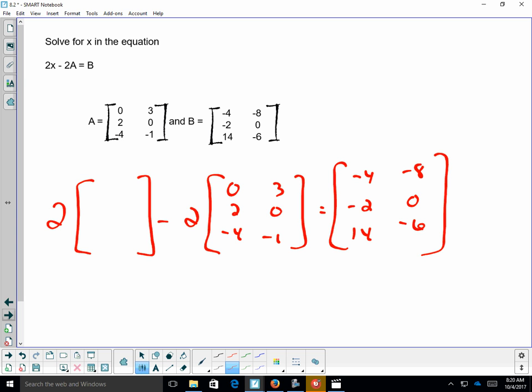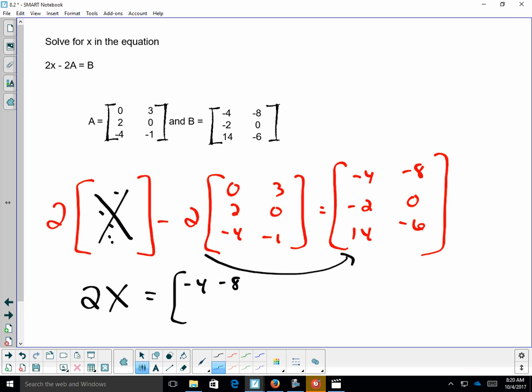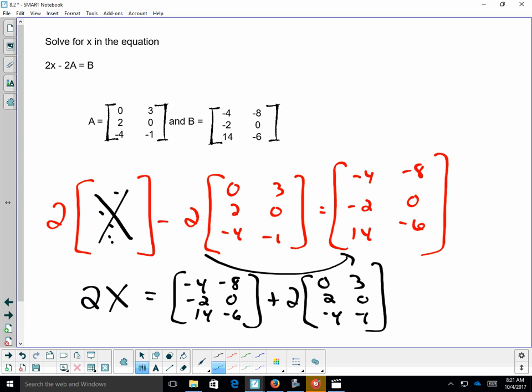So the way I like to think of this is I'm trying to find the elements that go in this one matrix. But in order to solve this, I'm going to just leave this as an X because it's going to be easier for me to write, since that's the matrix X that I'm looking for. I want to take this over to the other side, like I would solve any type of equation. So I'm going to have -4, -8, -2, 0, 14, -6. And now I'm going to add 2 times this matrix, 3, 2, 0, -4, and 1. I'm going to add those two.